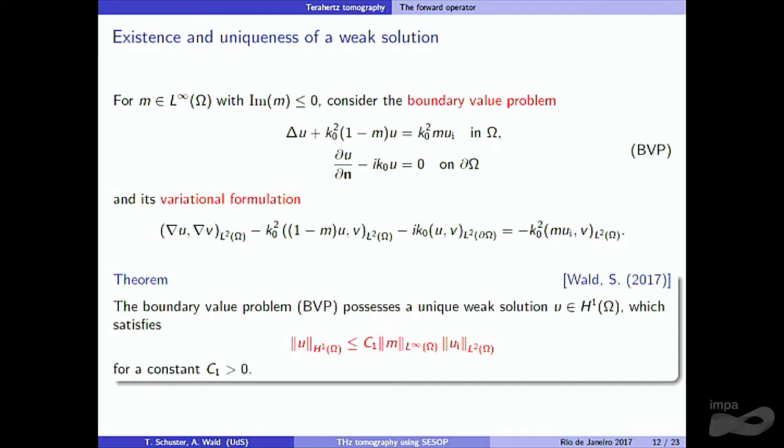And then we can prove that this boundary value problem has a unique weak solution in H1, and this solution is bounded by the L infinity norm of m and the L2 norm of the Gaussian beam. The constant does not depend on m or u.